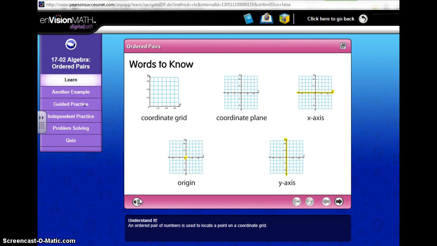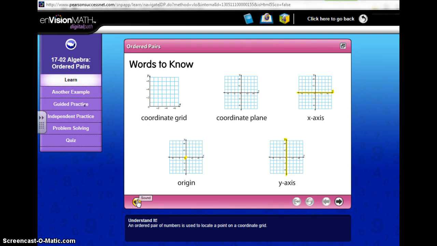Now in 5th grade, we make it a little tougher. We turn that coordinate grid into a coordinate plane. So they split that graph paper in 4 quadrants. They actually use all 4 quadrants because they used integers, positive and negative numbers. So that's what we're going to focus on today.